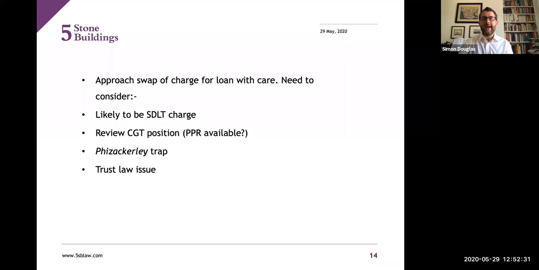You could probably only enter the loan scheme, and if you were to do that, again, be wary of the Fazakerley trap I mentioned before. The other option is to do nothing, and then, as I mentioned earlier, the trust still works, but it operates as a general trust law liability on the surviving spouse's estate.